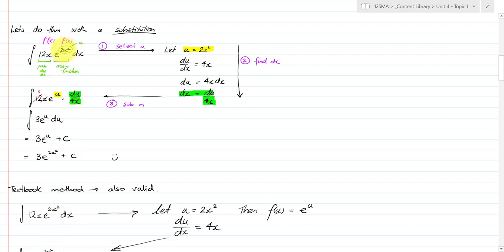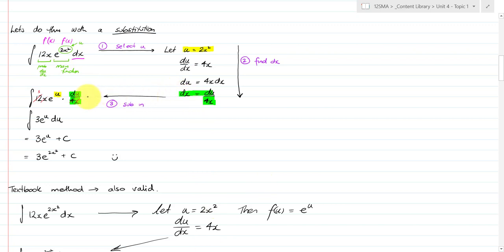So if you do have that and you can spot it, get your main function and select u to be the inside component of that main function. I've selected u in this case to be 2x squared. And that gives me, and this is the next part of the process, du/dx equals 4x, which means that du equals 4x dx, and that means that dx is equal to du over 4x. So what I'm going to do is take this dx and work out what it's equal to in terms of du and do that substitution.